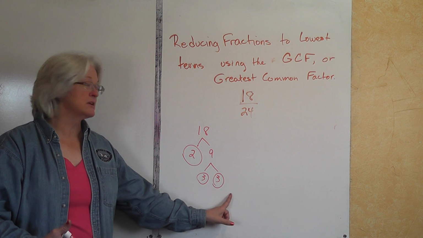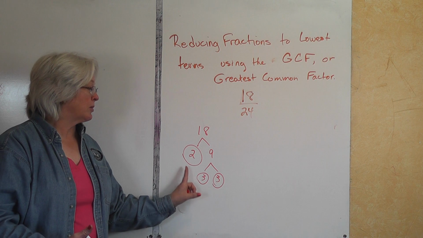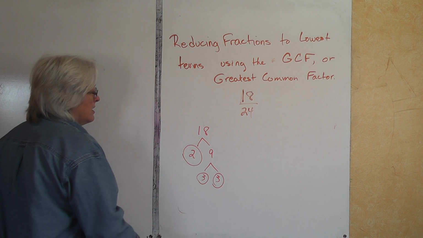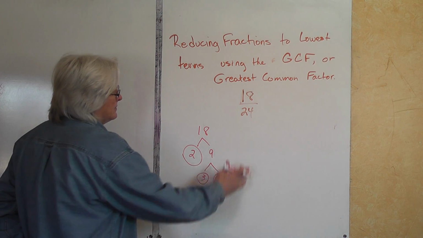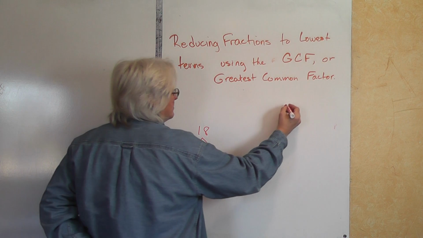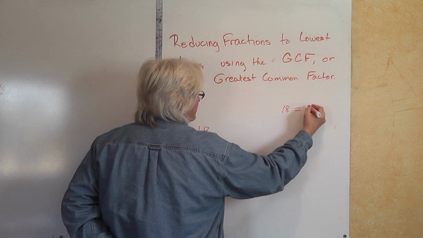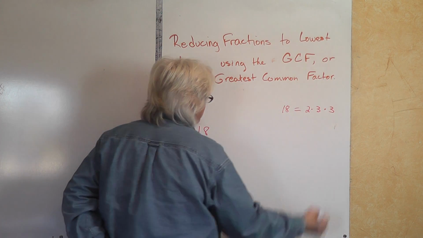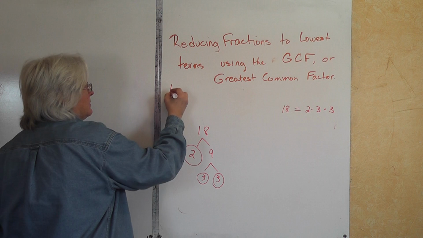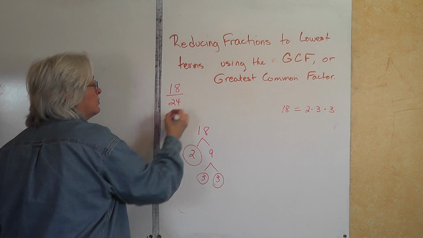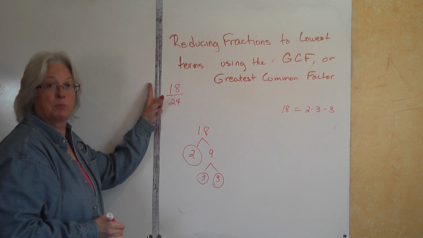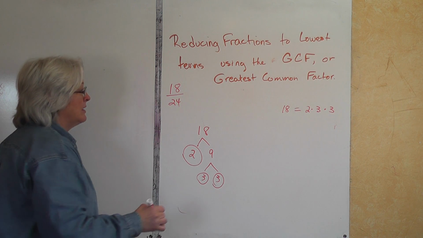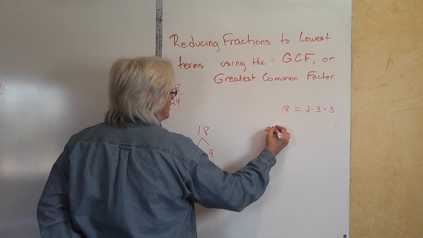Once all of our circles here at the end of these stems are prime numbers, we have found the prime factorization of 18, and we can say that 18 is equal to 2 times 3 times 3. Okay? The number that we're reducing to lowest terms is 18/24. So we found the prime factorization of 18. Now we want to find the prime factorization of 24.